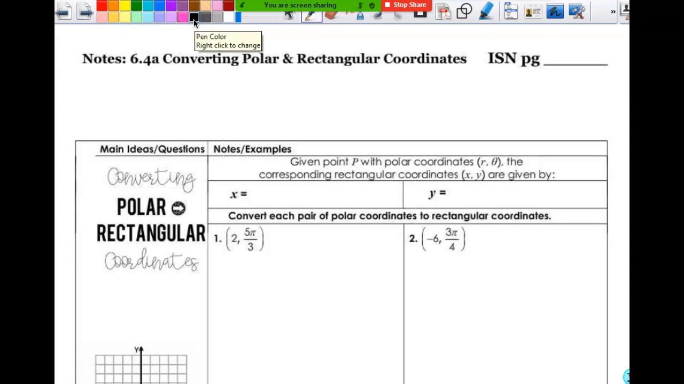So today we are going to convert from polar to rectangular and vice versa. We're actually going to convert the coordinates so we can see how they work in the two different coordinate systems.